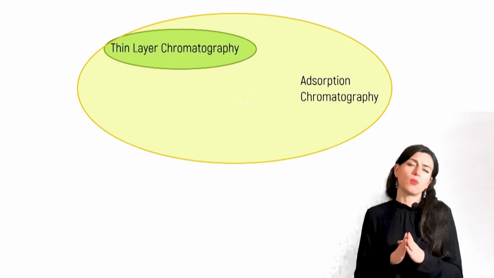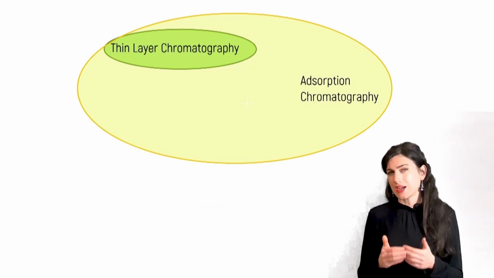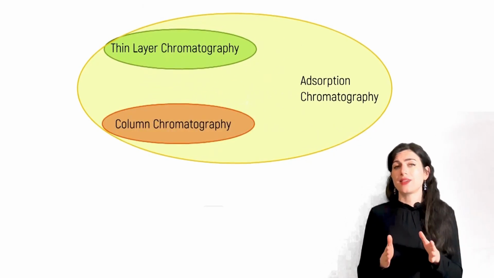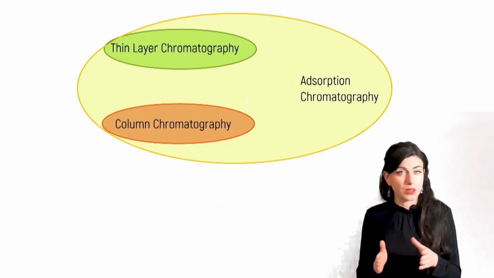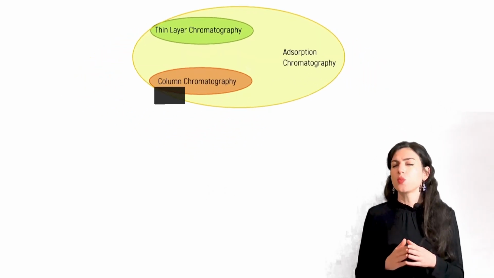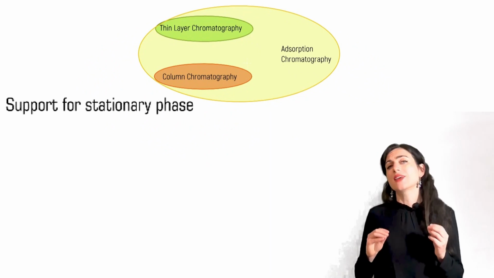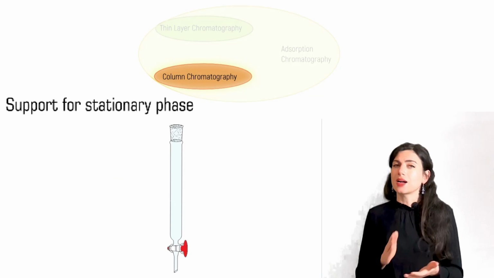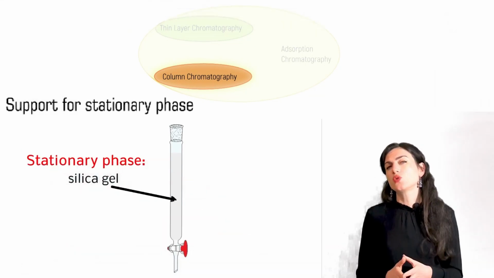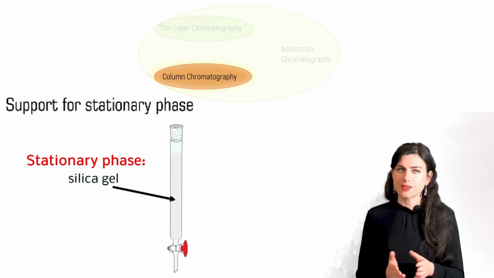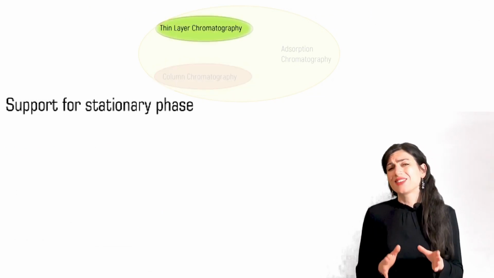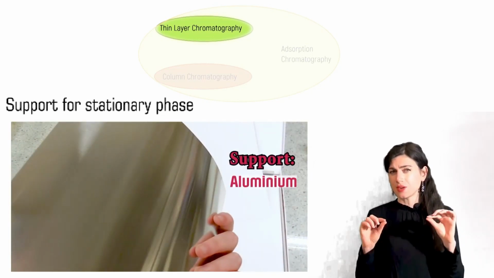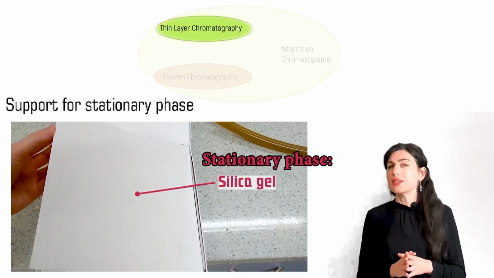Alright, so we have established that thin layer chromatography falls under adsorption chromatography. However, adsorption chromatography can be further divided into two classes, column chromatography and thin layer chromatography. What's the difference between the two? The main distinction lies in the support where the stationary phase is held. In column chromatography, the stationary phase is packed inside a glass column, and this technique is used to separate large quantities of compounds. On the other hand, in thin layer chromatography, which we are discussing in this video, the support is a very thin material onto which the stationary phase is applied.